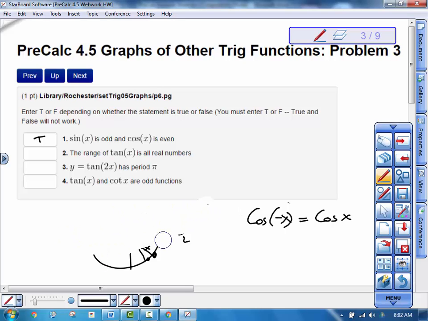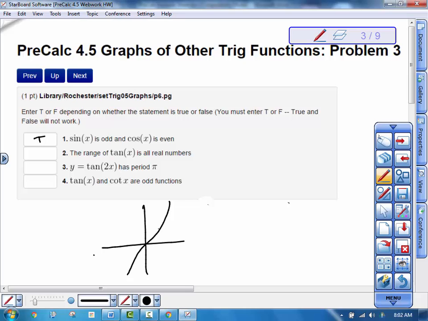Okay, next one, tangent. The range of tangent is all real numbers. That's true. We just looked at a graph of that, and it's not hard to see that you can get all y's out of it for whatever angle you put in. So that's true. Next one, tangent of 2x has a period of pi. Well, we know that the period of tangent is pi over b. In this case, our b is 2, so we'd have pi over 2 for the period, not pi. So that's false.